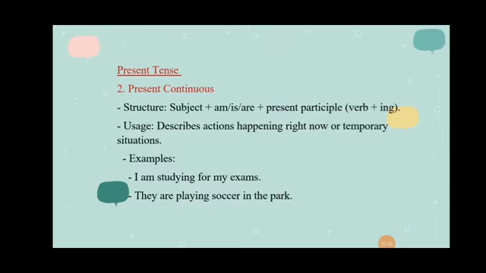The second aspect of the present is the continuous, and we have here the present continuous. It has the structure of a subject plus one of the auxiliaries am, is, or are, plus the present participle, that is the verb with ing. Usage: we use this structure to describe actions happening right now or temporary situations, like I'm studying for my exams. This is an action happening right now.